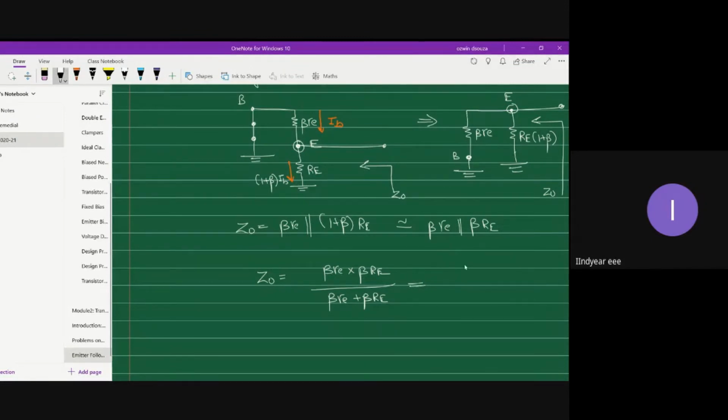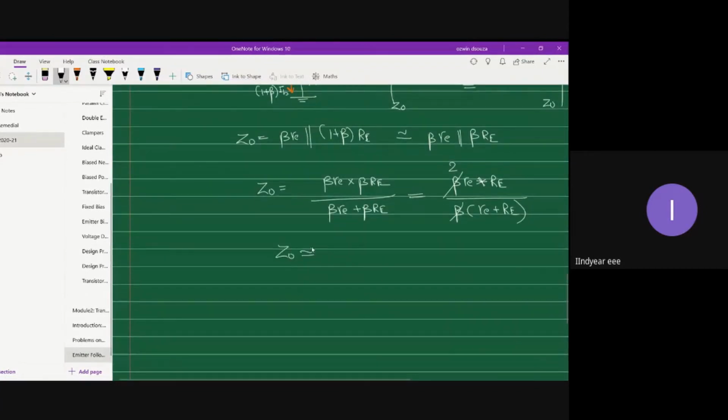So this is beta squared into small re into capital RE divided by beta times small re plus capital RE. Basically, one beta gets cancelled. So the approximate expression for Z0 is the product of the effective resistance and the biasing resistance divided by the summation of the two resistances. So that is your Z0.